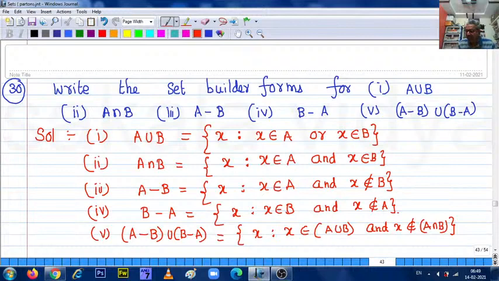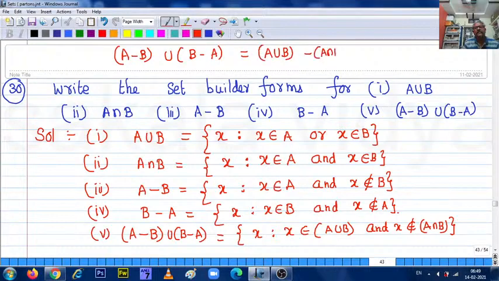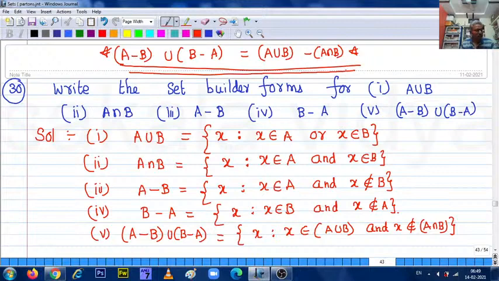These five are very important for all competitive entrance examinations. And one more note you remember: A minus B union B minus A equals A union B minus A intersection B. This is also a correct statement.